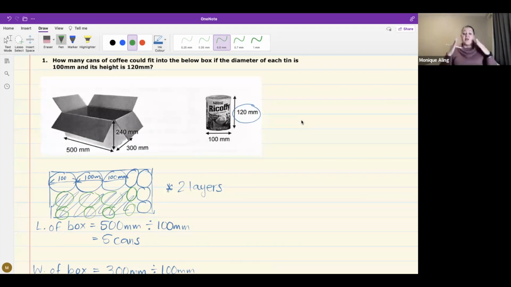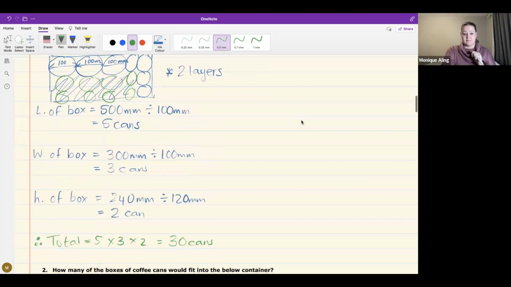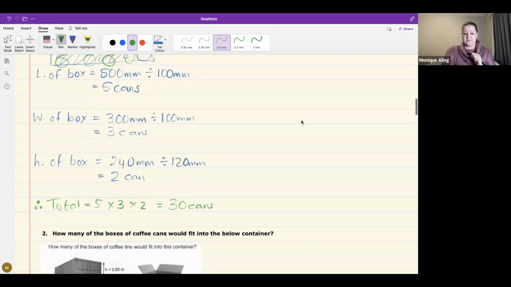Okay, so models is pretty much figuring out how many items can fit into our container, whether it is a rectangular, square, or cylindrical shape. We're trying to see how it all fits in. And then we always do the shortcut method where we take all of our answers and we times them by each other to give us the total number of cans, or total number of balls, total number of boxes, whatever we are looking at.